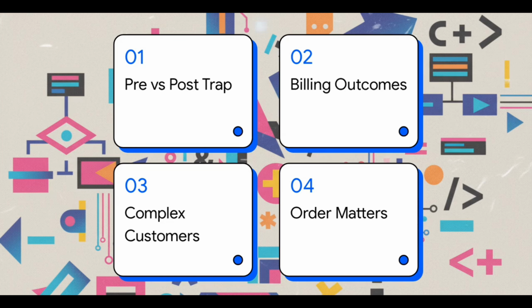All right, here's our bug fix itinerary for today's workshop. We'll untangle the pre versus post trap, sort out our billing outcomes, figure out how to handle some complex customers, and finally, learn exactly why order matters. Let's start squashing these bugs.